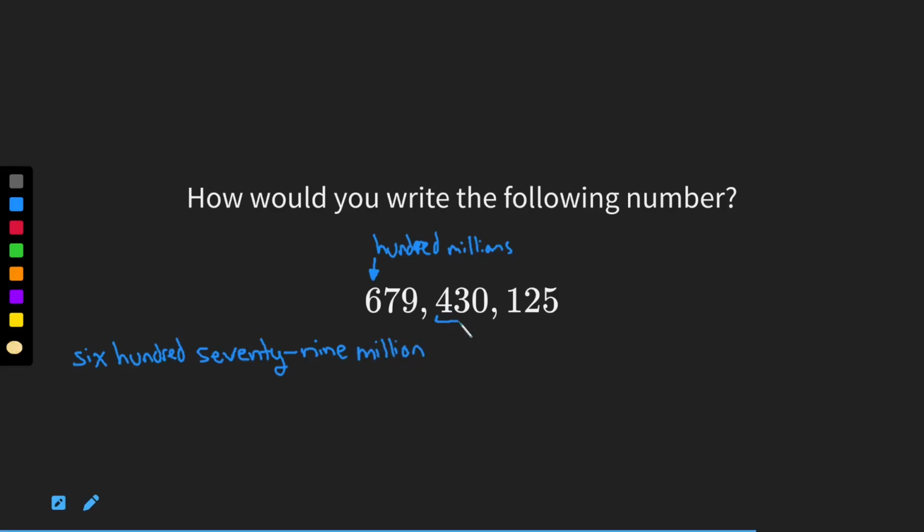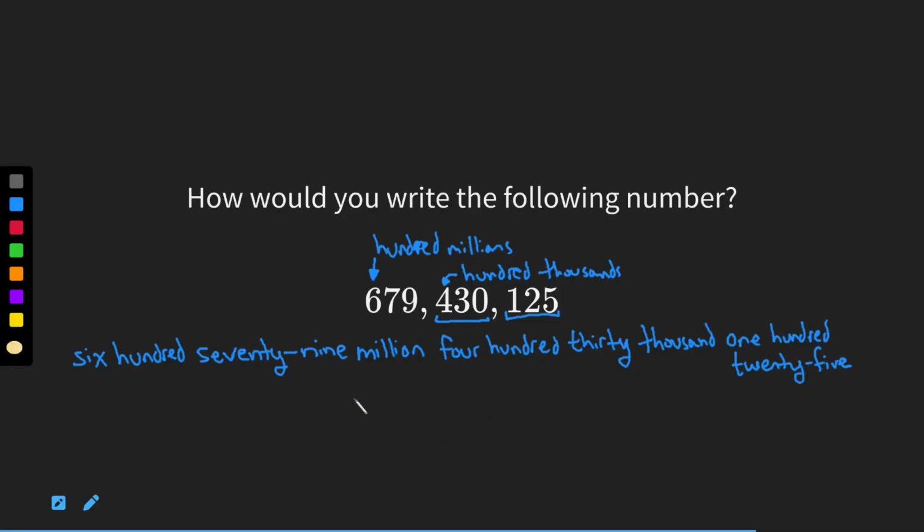We go to the next section. In this case, when we start with the 4, we're in the hundred thousands place. So we'll write 430,000. And finally, we're in the hundreds place. So we'll write 125. So that's how you write this large number.